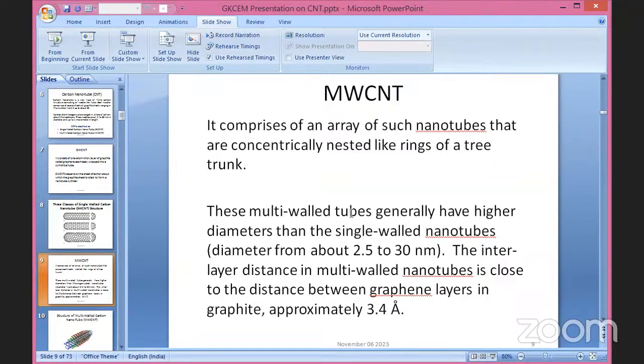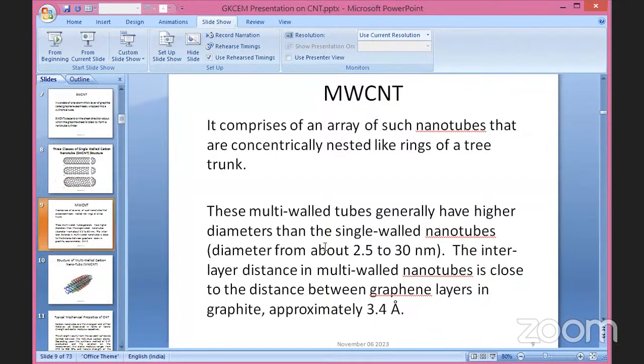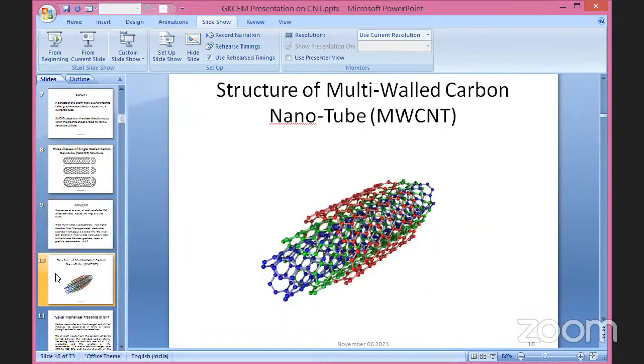These multi-walled tubes generally have higher diameters than the single-walled nanotubes, and the diameter here ranges from about 2.5 to 30 nanometers. The interlayer distance in multi-walled nanotubes is close to the distance between graphene layers in graphite, approximately 3.4 angstrom. So this is a typical structure that can be made. Not everybody is capable enough to make these things, but you can see what the figure or diagram of this multi-walled carbon nanotube looks like.